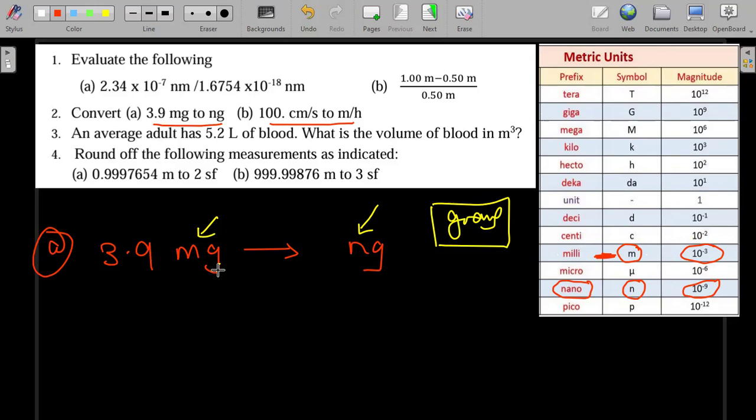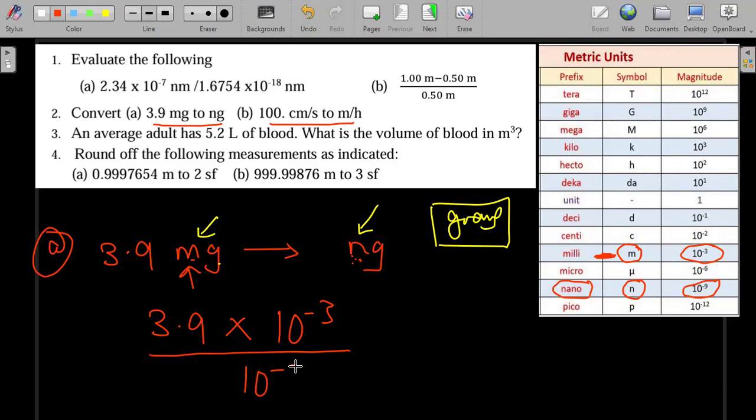So to convert this from milligrams to nanograms, I'm going to say this is 3.9 times, what is the value of a milli according to the metric system? According to the metric system, milli is 10 to the power minus 3. So I'm going to say 10 to the power minus 3, and then divide by the prefix of where you are going. We are moving from milligrams to nanograms, so I multiply by the milli and divide by the nano, where I'm going. The nano has 10 to the power minus 9, so I'll divide this whole thing by 10 to the power minus 9.